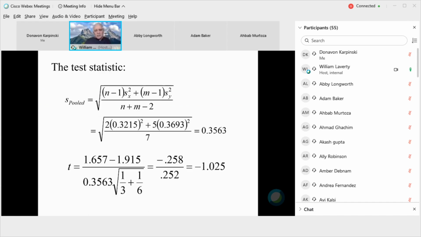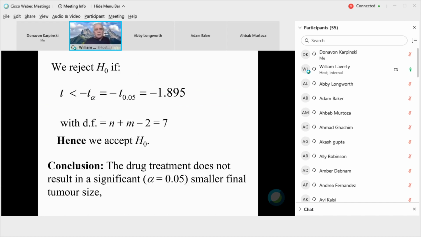To find out whether it's significantly smaller, we look up the critical value minus 1.895. So we would have declared it to be significantly smaller if T turned out to be less than minus 1.895. It wasn't, so we ended up accepting the null hypothesis that the drug treatment wasn't significantly smaller than the untreated animals.